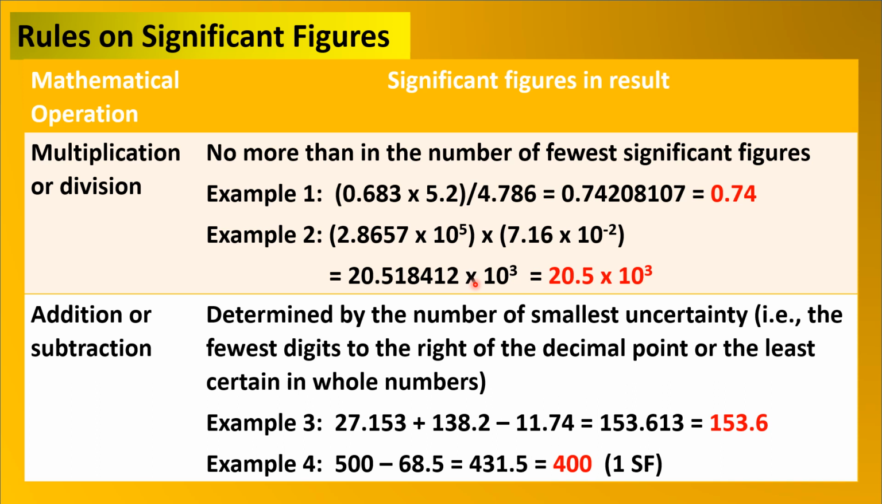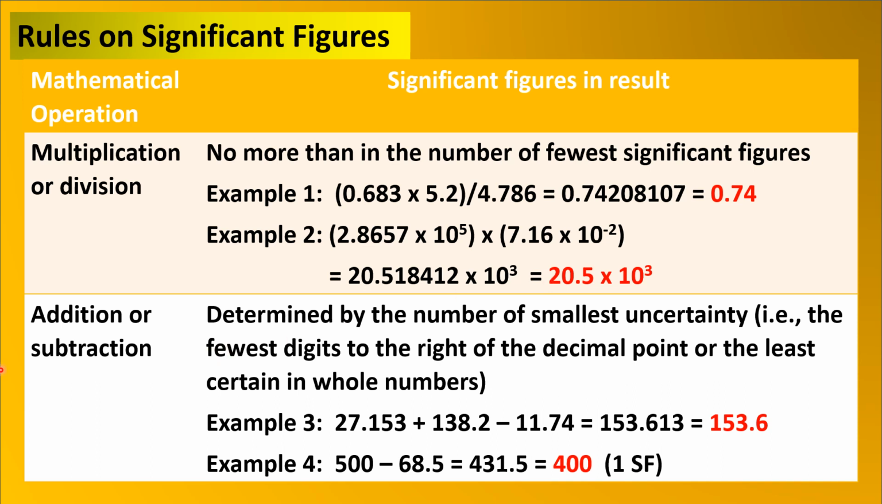Between the two numbers, 7.16 raised to the negative 2 has the lesser number of significant figures, which is 3. Therefore, our answer has to be rounded to 3 significant figures. And this, 20.518412, should be rounded only to 20.5 times 10 to the 3rd power as our final answer. This contains 3 significant figures.